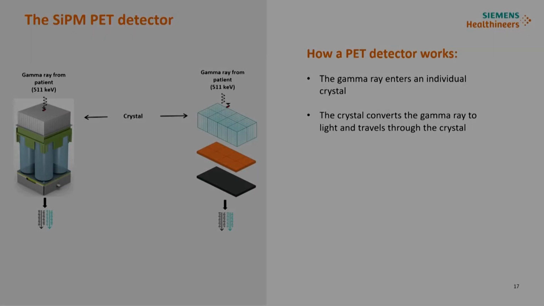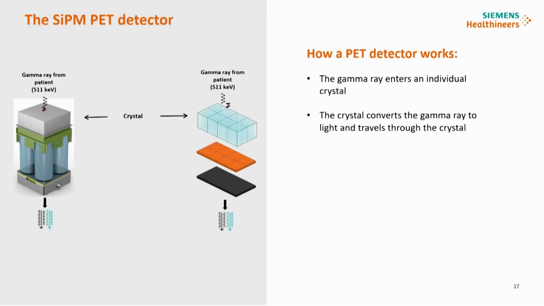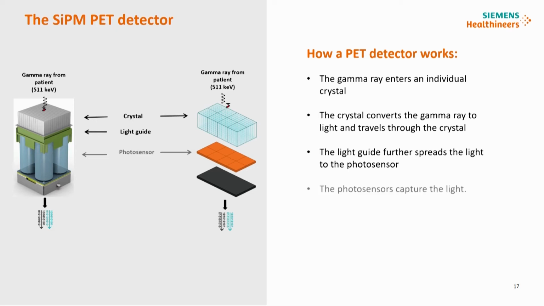So just to run through how it works a little bit, the gamma ray hits the crystals. That crystal converts to light. In the case of a PMT-based system, there's a light guide that proportionally distributes that across the PMTs, so we can determine whereabouts and which crystal that photon hit. And then once that photosensor's captured the light, it's turned into an electronic signal and then built into an image.